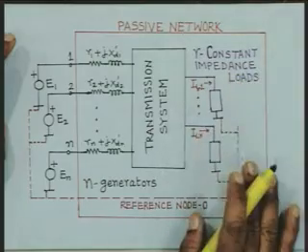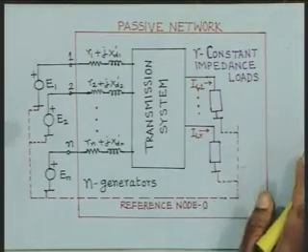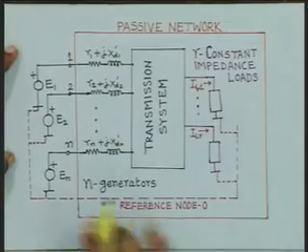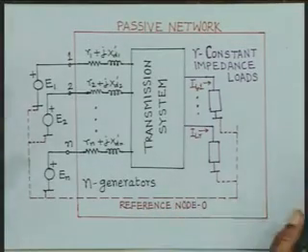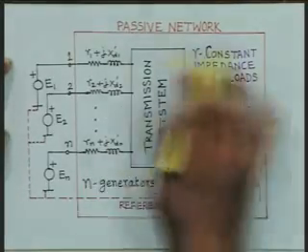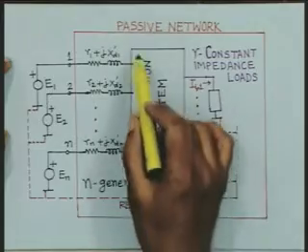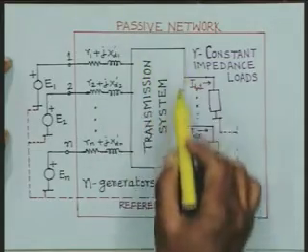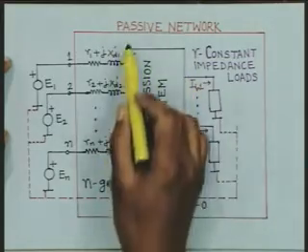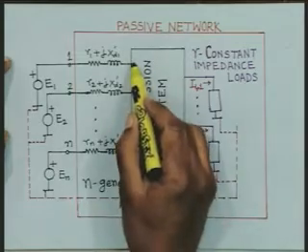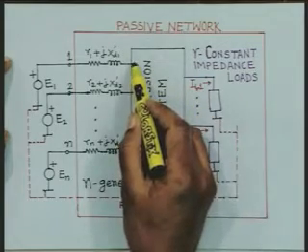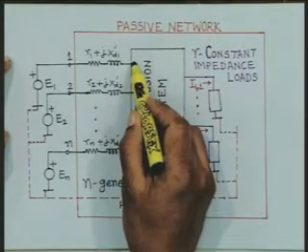Now, the model for the system. The model of the system, with all the assumptions which we have made, looks like this. The transmission network is shown here. To this transmission network, we have generators connected at certain nodes.